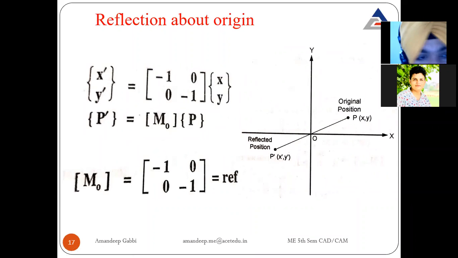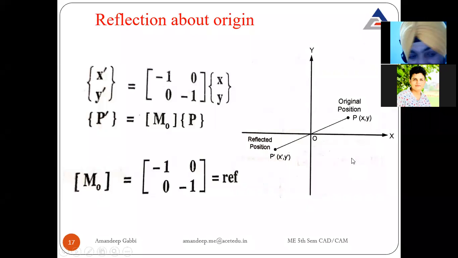First was reflection about x axis, then reflection about y axis, then reflection about origin. Now this is the origin. O is the origin. If the initial point P is just like this, we are taking only point P. When it is to be reflected about origin, it will reach the other side. Similarly, a point can be here also, right? And after reflection, it will reach here.